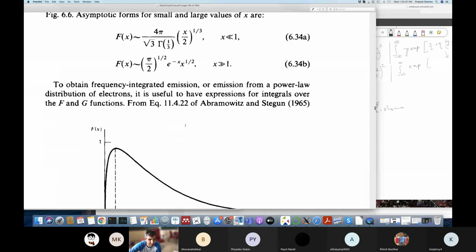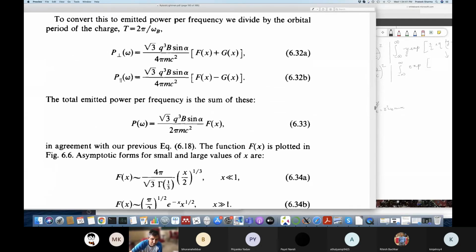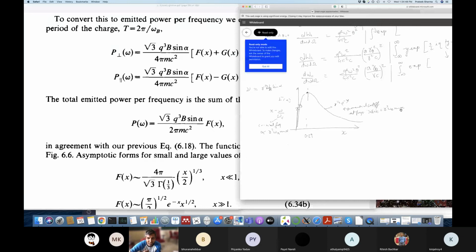So this is one function. The other function is this g. So f minus g gives you a sense of polarization in the other direction.